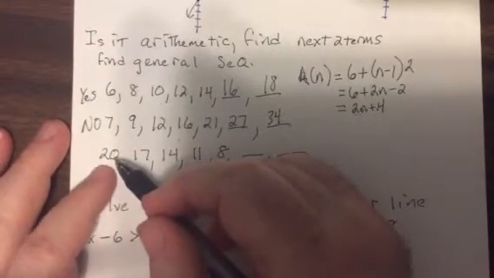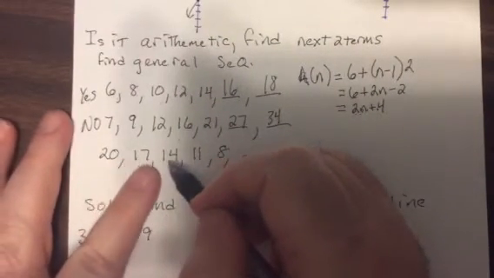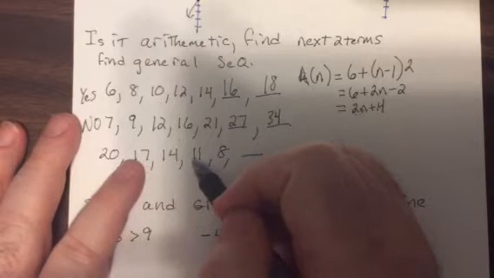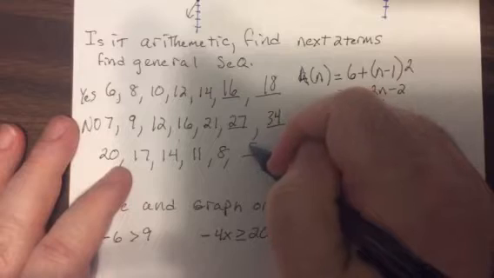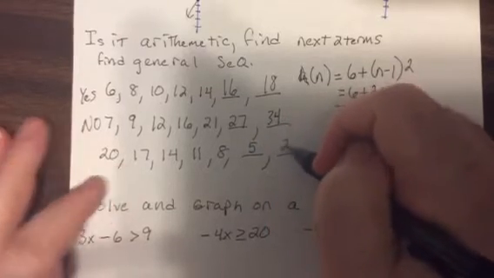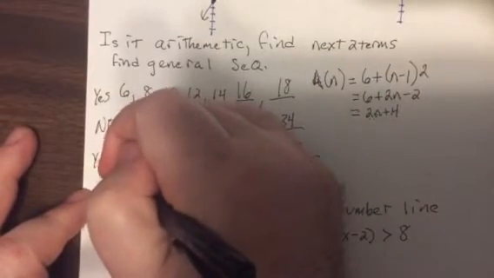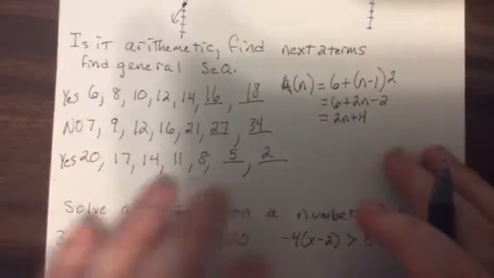Here, I took away 3, then I took away 3, then I took away 3, then I took away 3. So 8 minus 3 is 5. 5 minus 3 is 2. Yes, it's an arithmetic sequence.